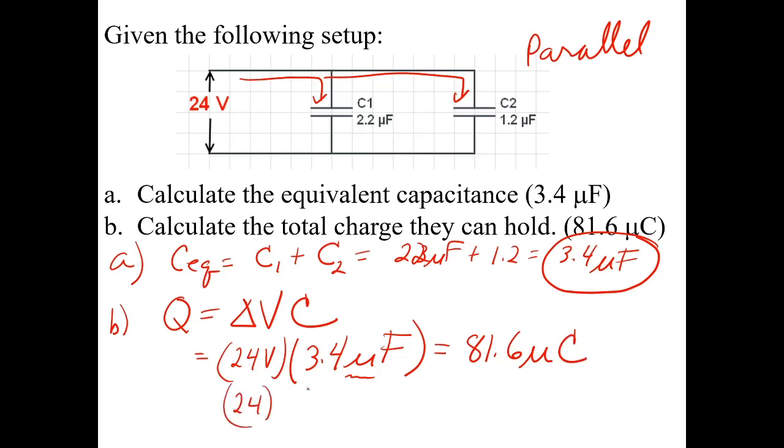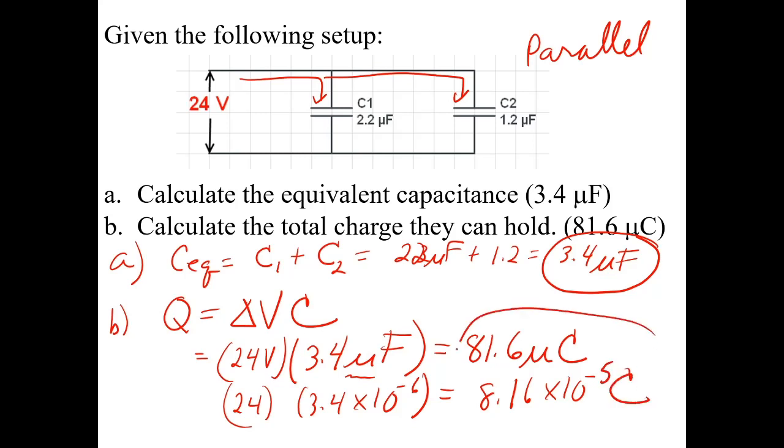Now, if I had made this 3.4 times 10 to the minus 6, let's see what I'd get there. 24 times 3.4 times 10 to the minus 6. 8.16 times 10 to the minus 5 regular coulombs. Either would be all right, but it's just easier to leave it as micro, so I think we'll go ahead and do that. And then we'll do some more problems in our next video.